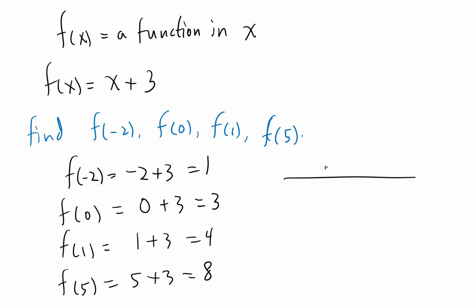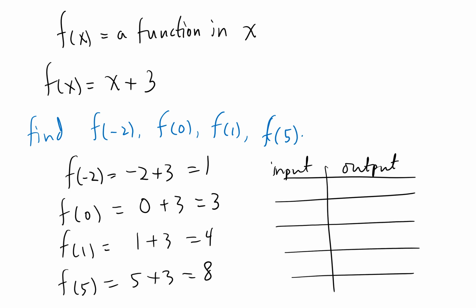So in other words, I can do this as input and output. The inputs are the x values, -2, 0, 1, and 5. The outputs I got are 1, 3, 4, and 8. These are called outputs.